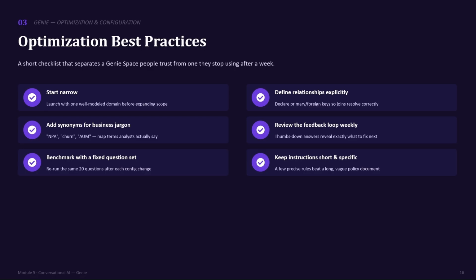How can it be optimized? Start small, we would say, start narrow, launch one well modeled domain before expanding scope, and then start adding the business definitions and business synonyms, so that your Genie is more personalized to your data and understands your context. Benchmark with a fixed question set. Of course, benchmarking helps. Defining the relationships also helps. Review the feedback loop, of course, and keep instructions short and spread. And it's an iterative process, it doesn't happen in one go. So you build a small thing and then you keep on iterating one after the other.